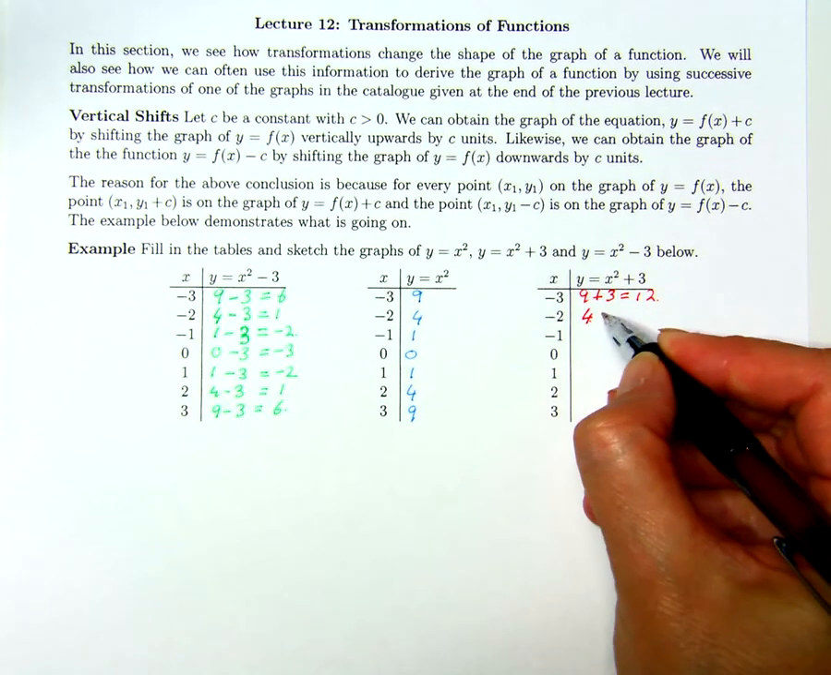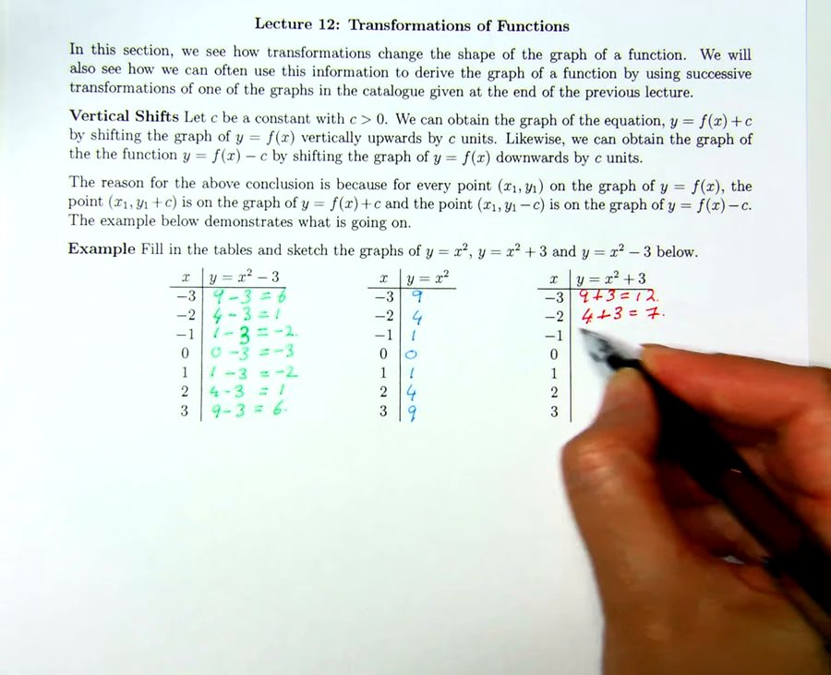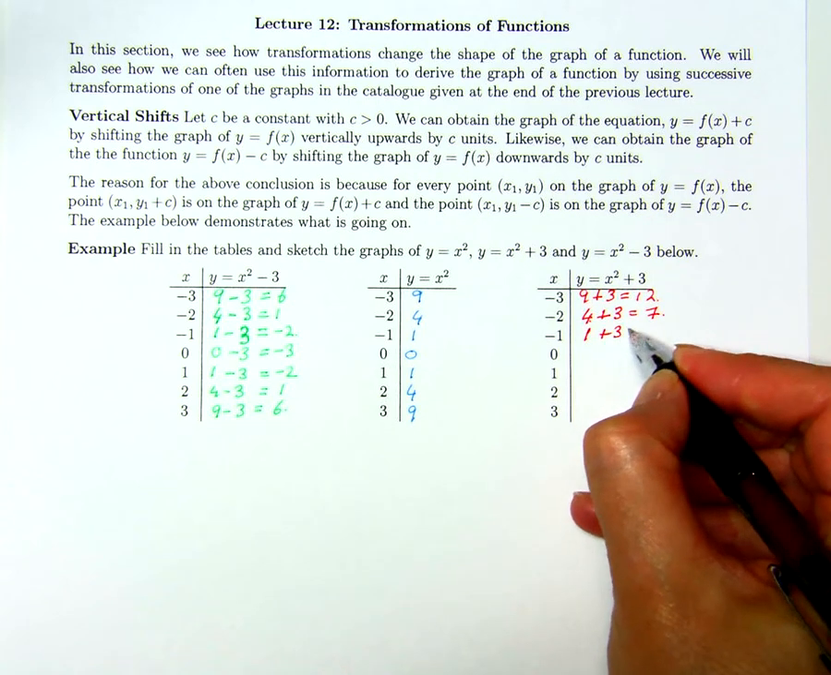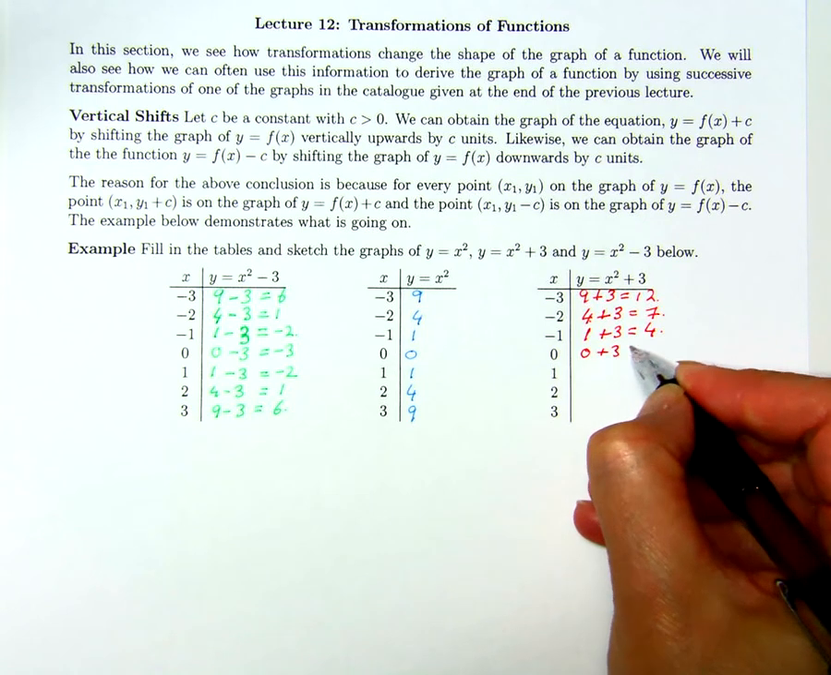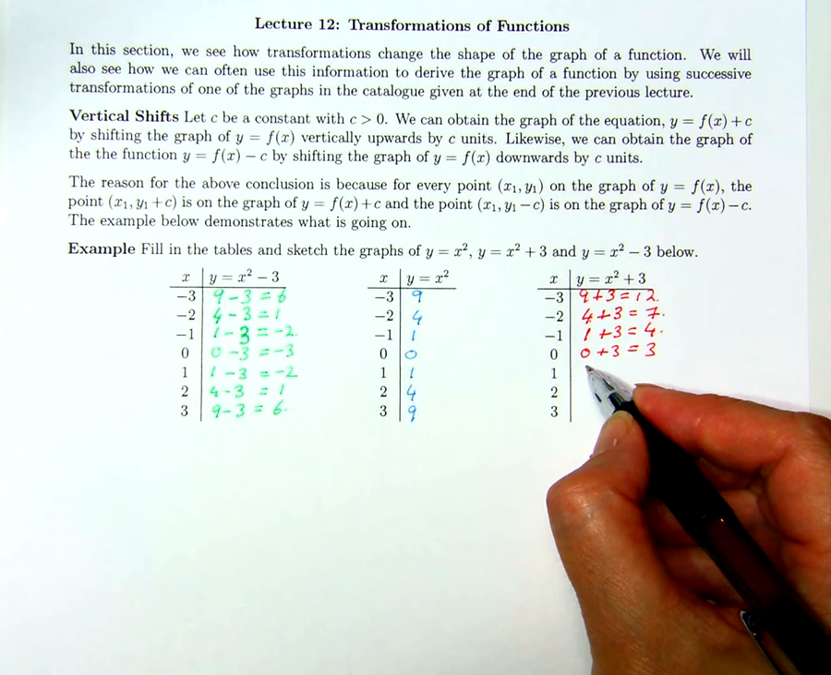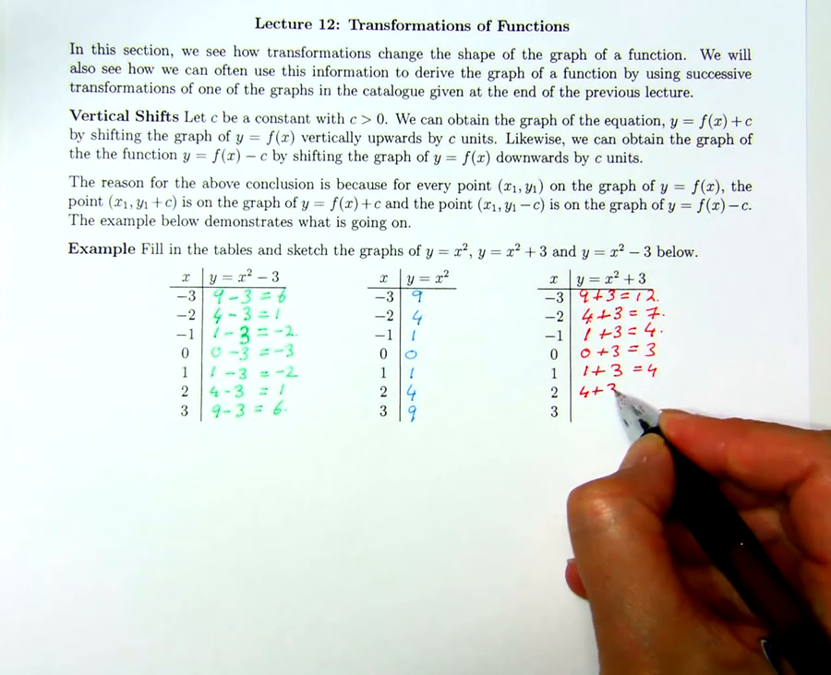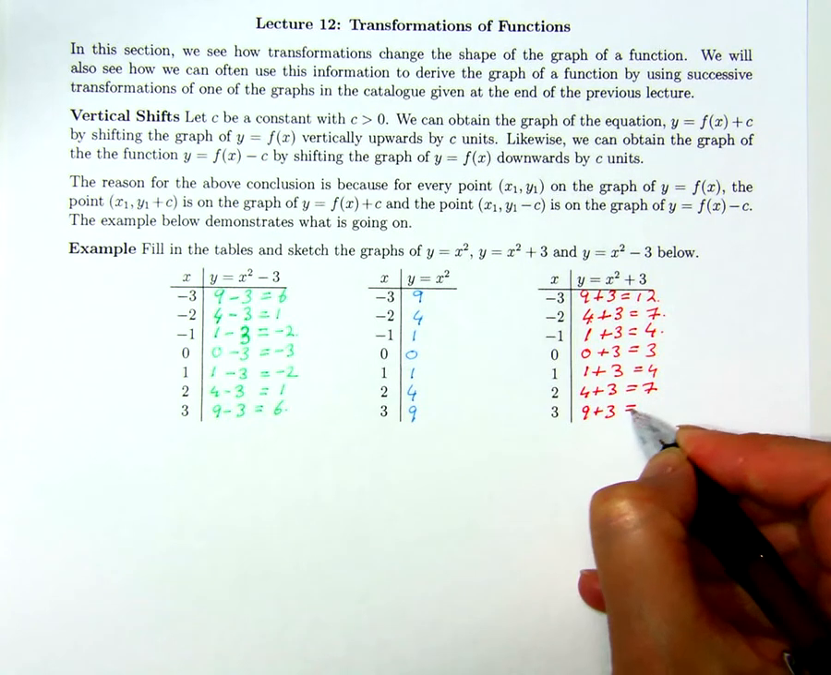When x is -2, x squared plus 3 is 7, it's 4 plus 3. When x is -1, x squared plus 3 is 4. When x is 0, it's 3. When x is 1, it's 4. When x is 2, 7 again. And when x is 3, it's 12 again.